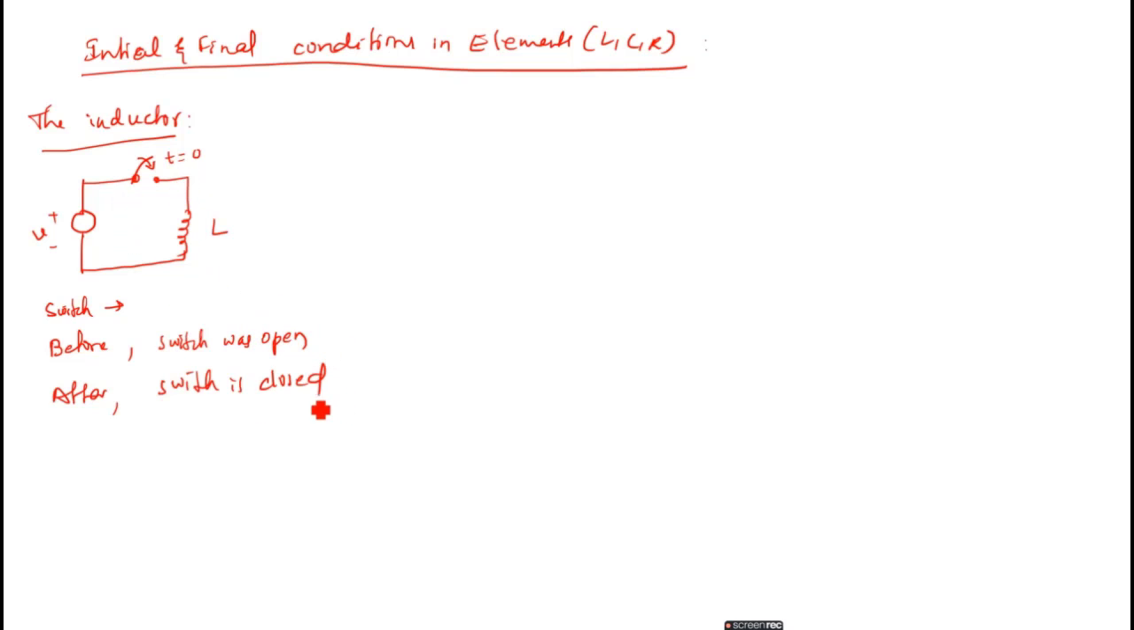Okay, so the things that we measure in this case are called t equals 0 minus values. The things which we calculate in this region are called t equals 0 plus.